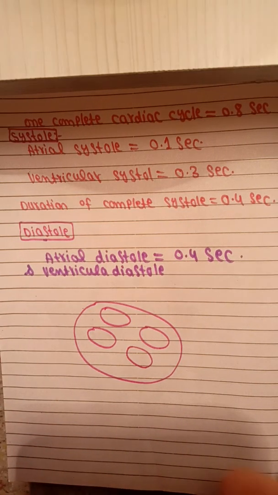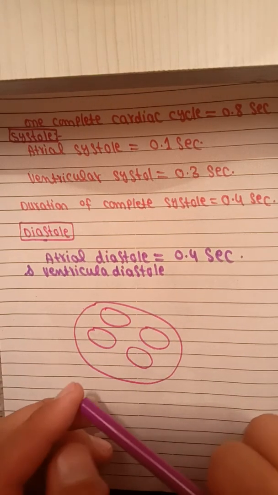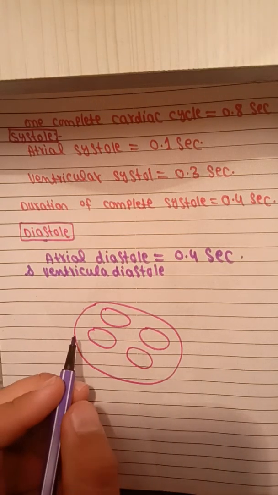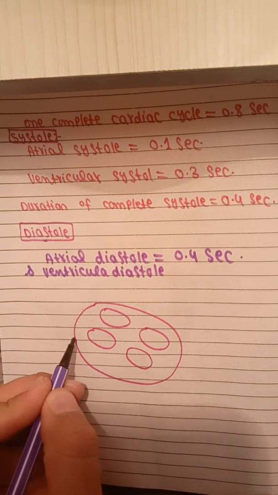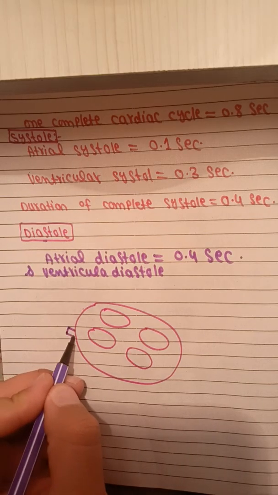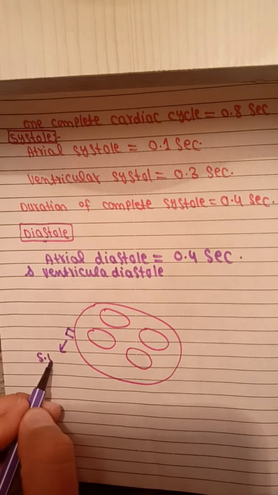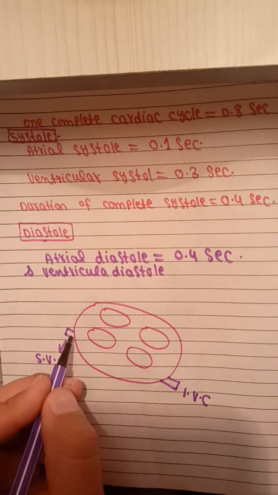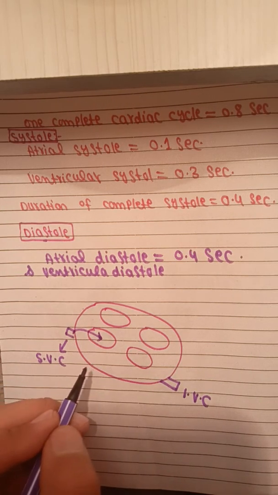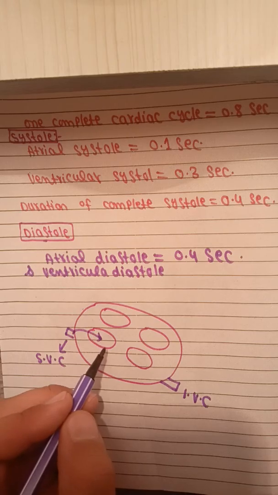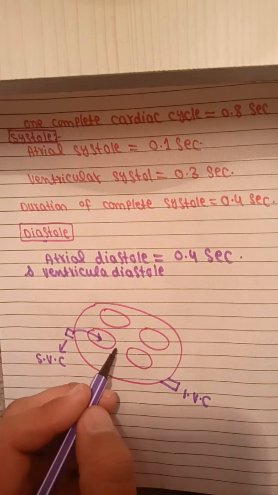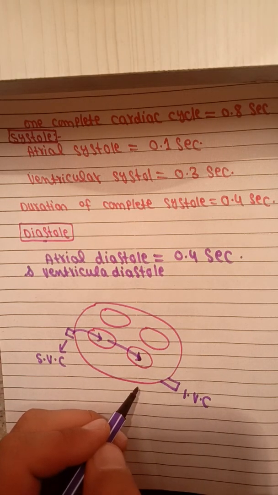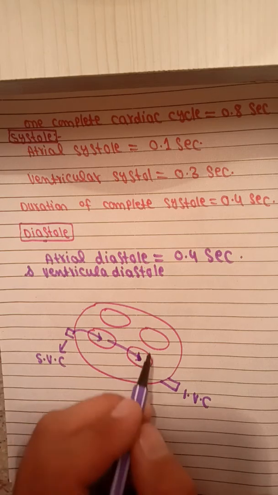Now let's consider first of all what happens when blood comes into the right atrium from the superior vena cava and inferior vena cava. This is the superior vena cava, and this is the inferior vena cava. Blood comes inside the right atrium. Now the atrium will contract and pump the blood into the right ventricle through the AV valve, which is the tricuspid valve. Next, what will happen?